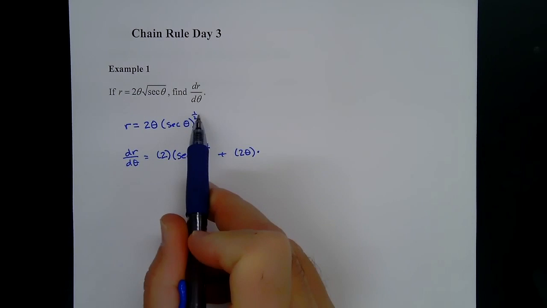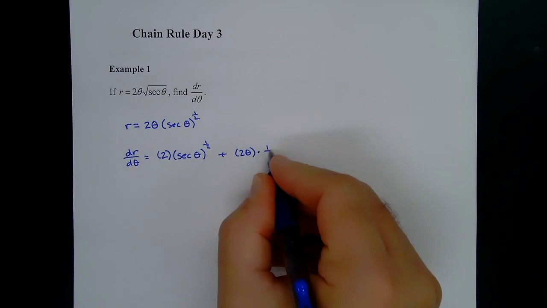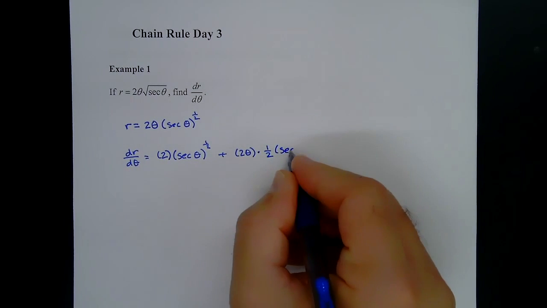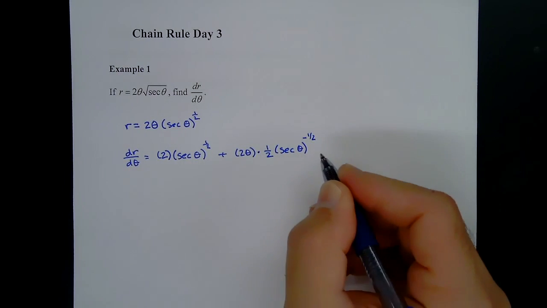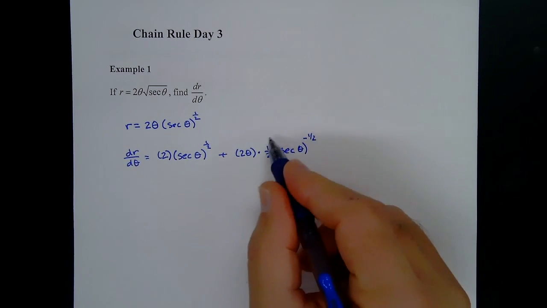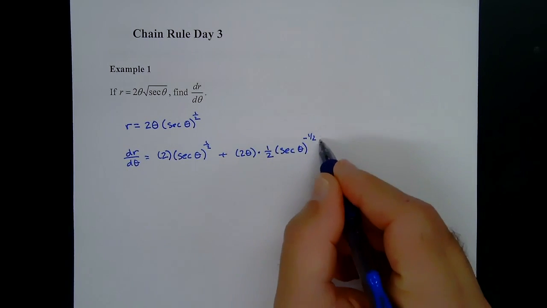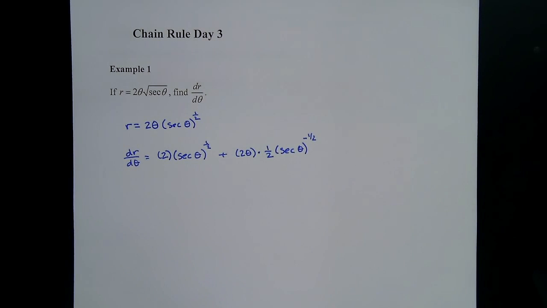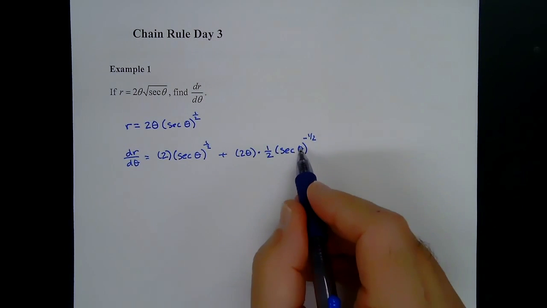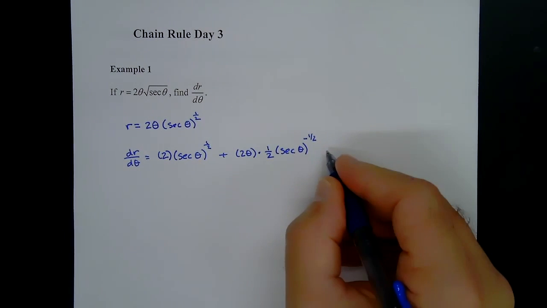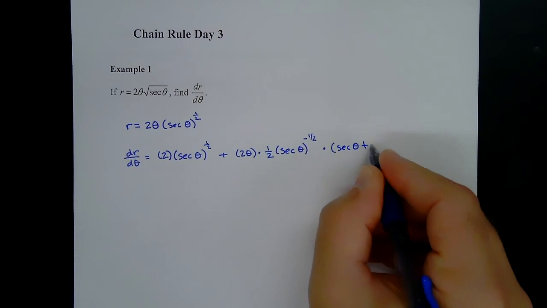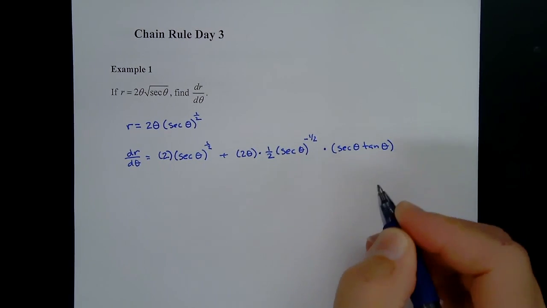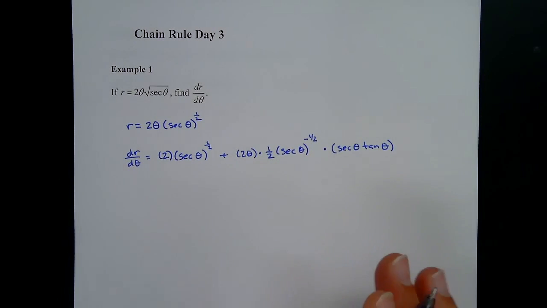So we're going to have to apply the power rule for the 1/2 power function. So that means it's going to be 1/2 times secant theta raised to the negative 1/2 because I need to subtract 1 from that power. And so this part right here is just the derivative of the square root function, or raised to the 1/2 power function. And now we got to take the derivative of this inside function, which is secant theta. And so the derivative of secant theta is secant theta tangent of theta.